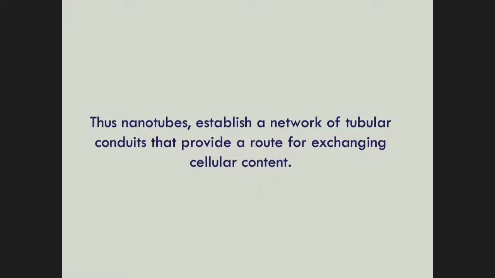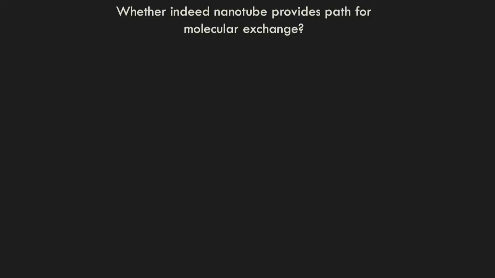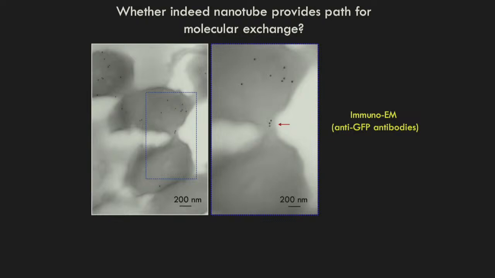The nanotubes establish a network of tubes that provide a route for exchanging molecules between cells. Whether nanotubes indeed provide a path for that, we did a similar experiment. We took GFP-producing and non-producing cells, fused them together, and then observed by immunoelectron microscopy. And you could see clearly those GFP molecules coming from the producing cells. So that establishes that indeed it is a path.